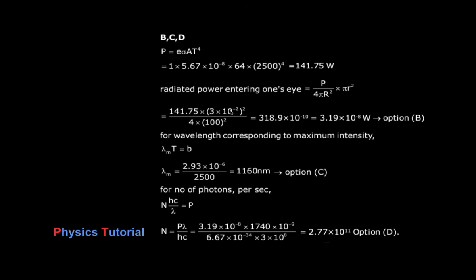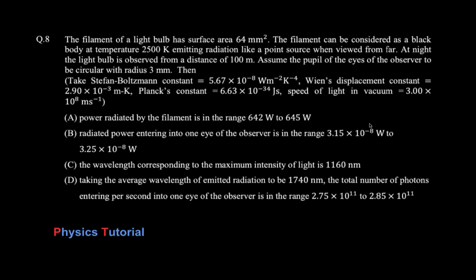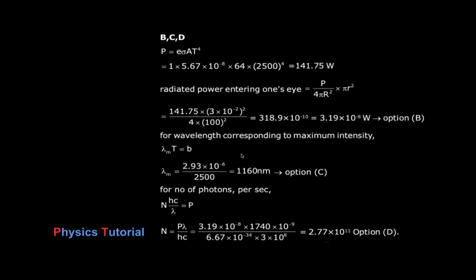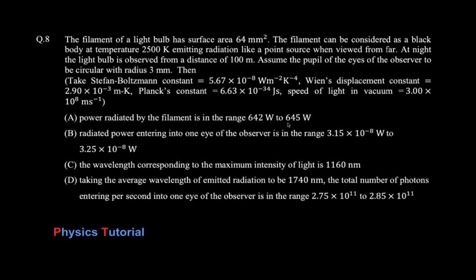Now substitute these values, and after calculation you will find that B option is correct, as 3.19 into 10 to the power minus 8 watt. The range is 3.15 to 3.25 into 10 to the power minus 8. So here this one is correct. Means 318.9 is given over there. Means 3.19 into 10 to the power minus 8. So as it lies between the 3.15 and 3.25 range, B option is correct.